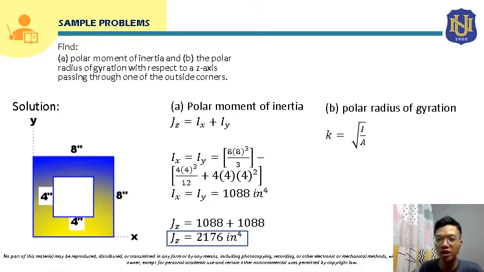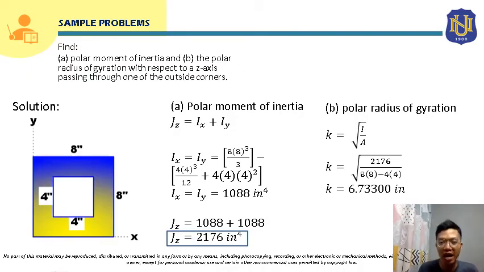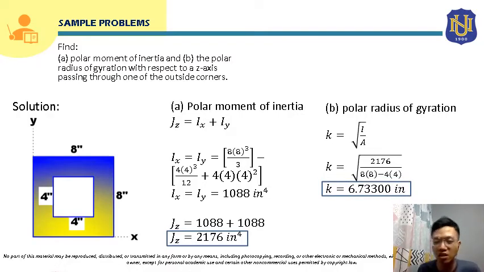Now, for the polar radius of gyration, we will just apply our formula. This will be the square root of I over A. Our I here is the moment of inertia, so that will be 2,176 over the area. In this case, the area that we're going to consider is just the shaded region, so this will be 8 times 8 minus 4 times 4. Solving for this is 6.73300 inches. So you can now box that. This will now be the answer.